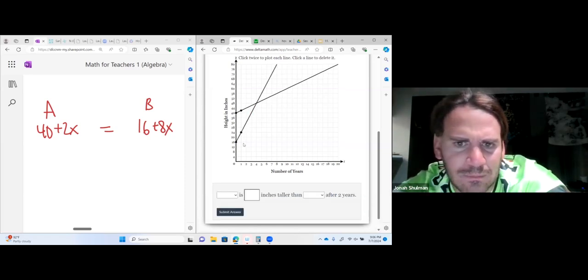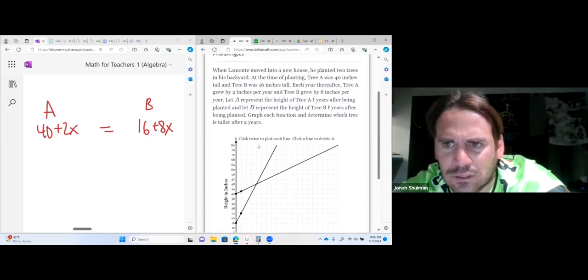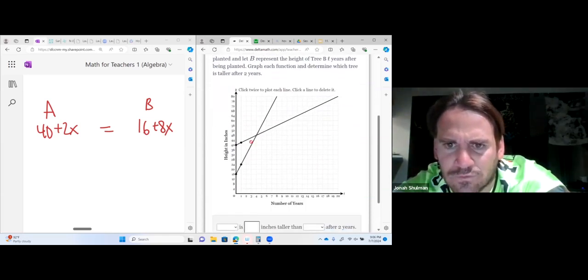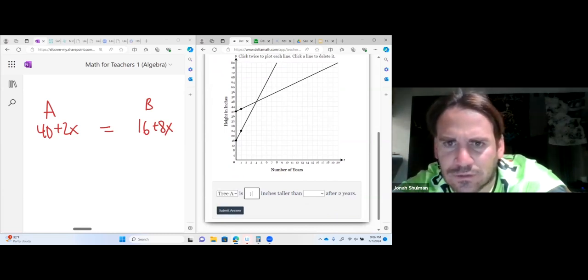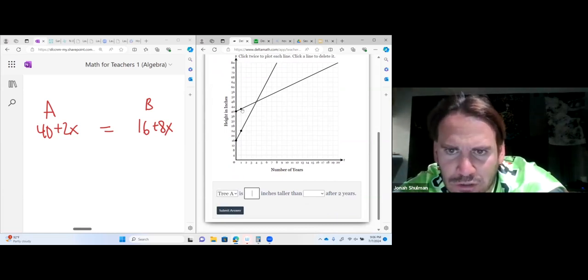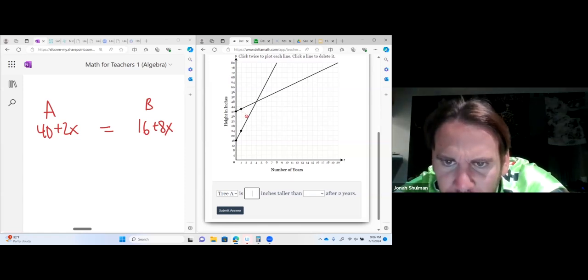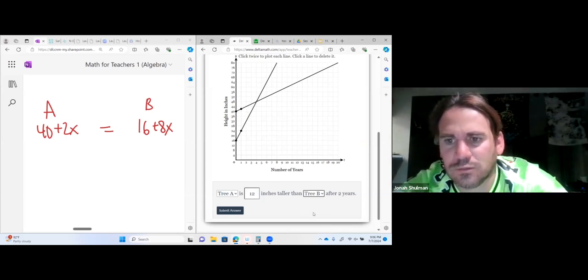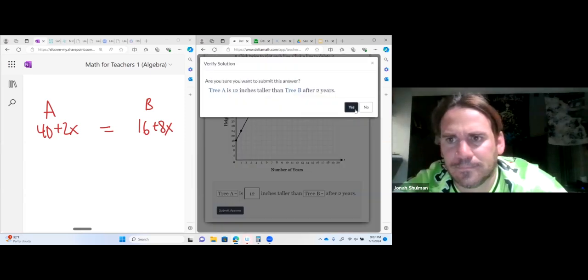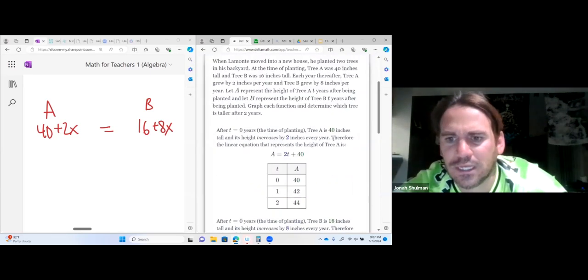So we want to know what happens in 2 years. In 2 years, the first one's still taller. So how much taller is tree A? Okay, so tree A, in these 2 years, is 4, 8, 12 inches taller, right? Because it's 4, 8, 12. We're going with 12 inches taller than tree B. Yes. We did it.